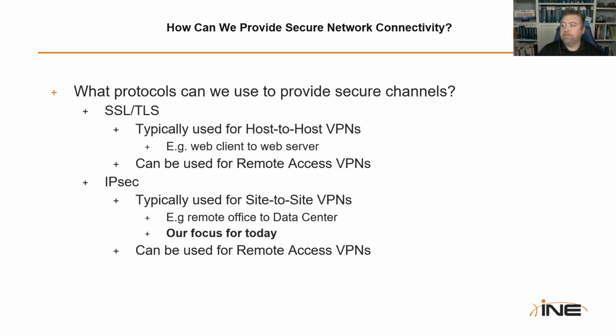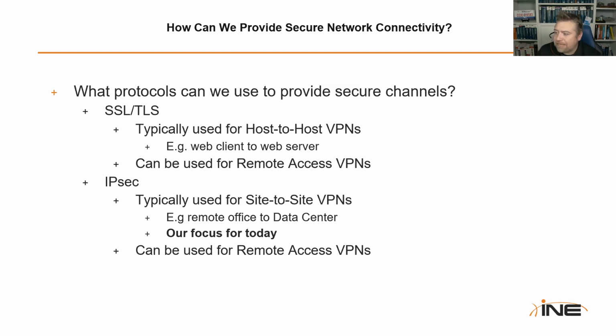Okay, so how can we prevent this? How can we provide secure network connectivity? Mainly, there's going to be two protocol suites that we would be looking into, either SSL and TLS or IPsec. Now, SSL is typically used for host-to-host VPNs, like your web client connecting to your web server and then negotiating it on demand as they're downloading a web page. But SSL can also be used for remote access VPNs, like the Cisco AnyConnect VPN client, that allows a simple way to implement a VPN over the web ports.